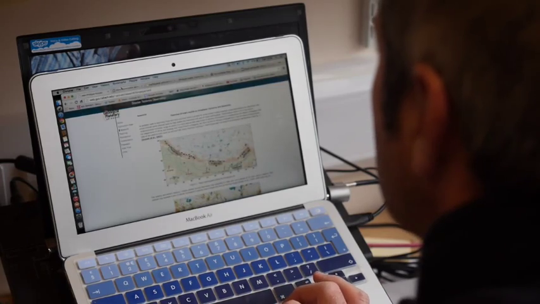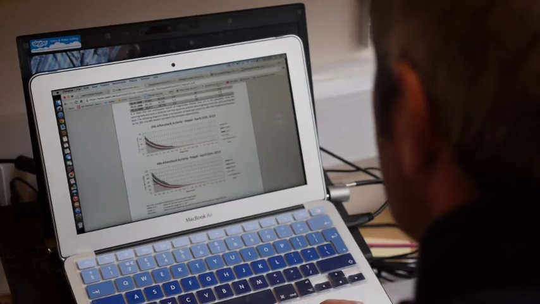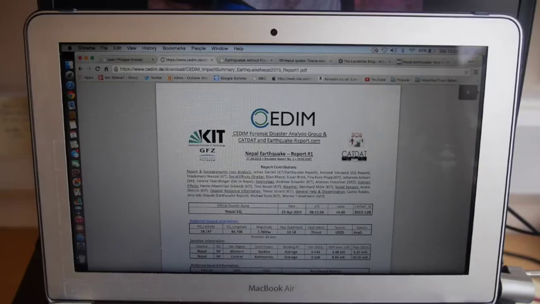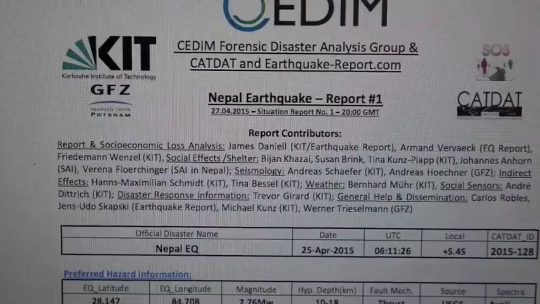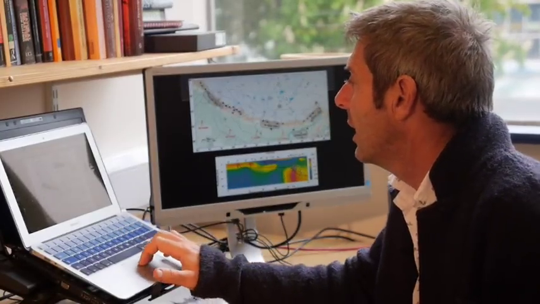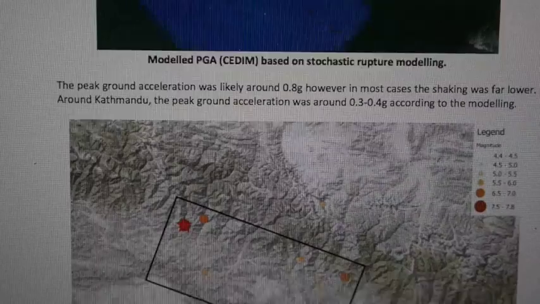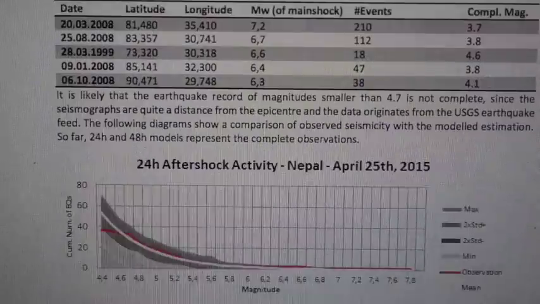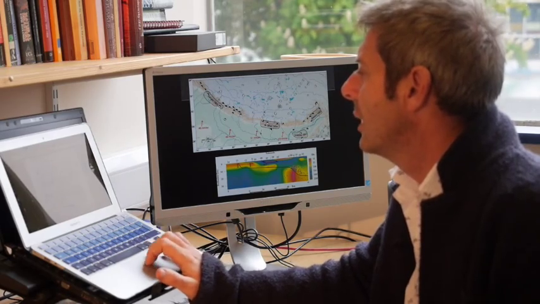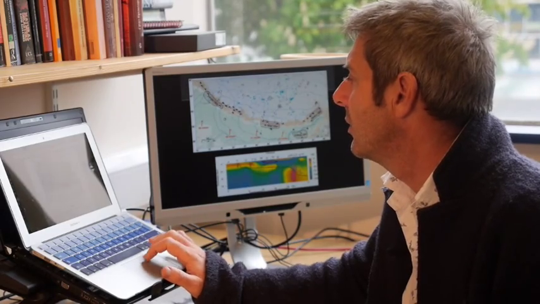There's various other sites that we can look at in terms of getting some information. One that's quite useful is the CEDIM Forensic Disaster Analysis site that was put out a few days into it, with lots and lots of facts and figures and metrics about the hazard, about the vulnerability, about the aftershock activity, how the aftershocks decay over time. So in the day afterward it was a magnitude 6.7, but in the days afterwards they tend to drop away in magnitude. But they still can rattle and rock the place for days and even some weeks.